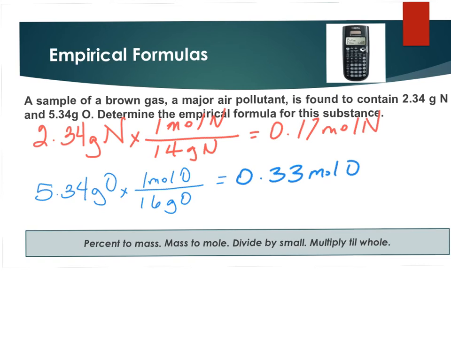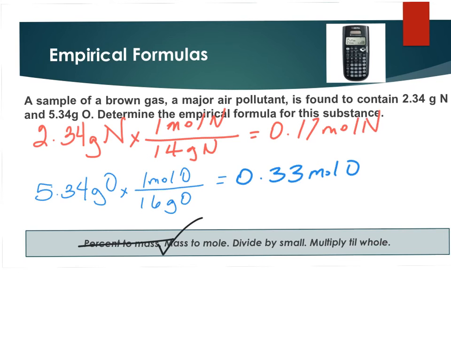So we have our 2.34 grams of nitrogen. We divided that by the molar mass of nitrogen, 14, and got 0.17 moles of nitrogen. We also took our 5.34 grams of oxygen divided by 16 grams, its molar mass, and got 0.33 moles of oxygen. We've done our percent to mass, which we really didn't have, so we can cross that one out. But we did take our mass to moles. Remember that first step is not always necessary.